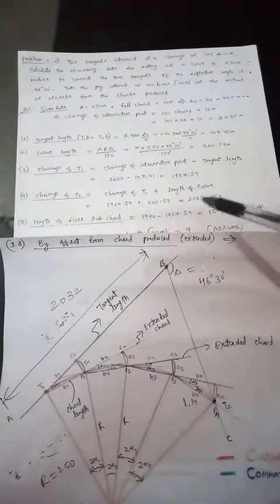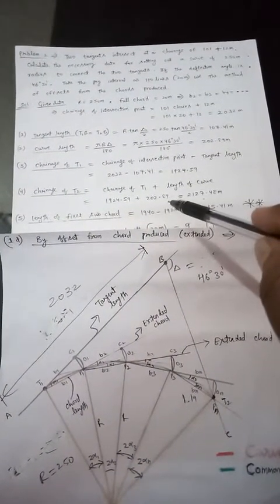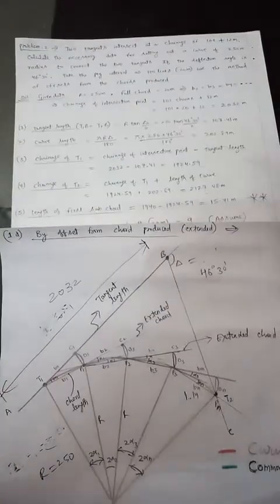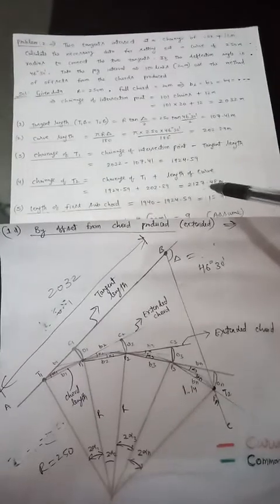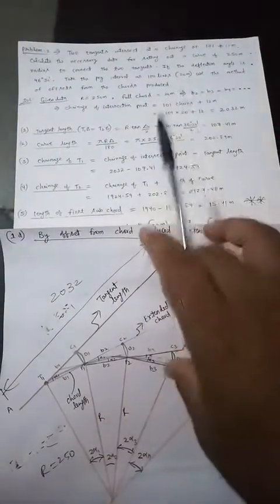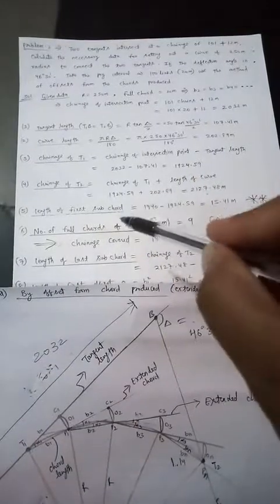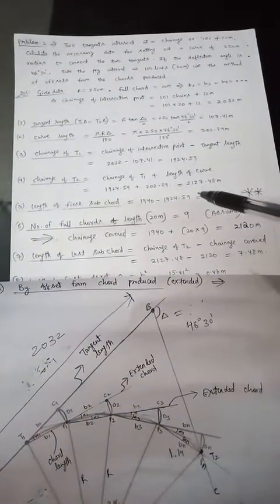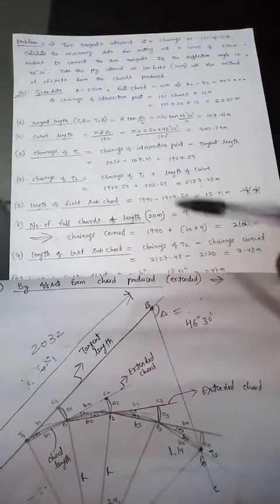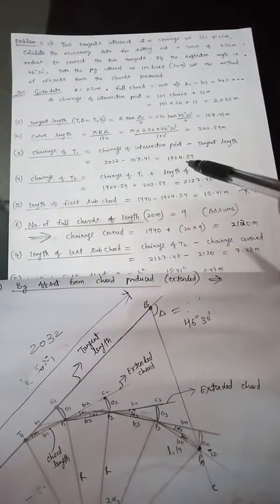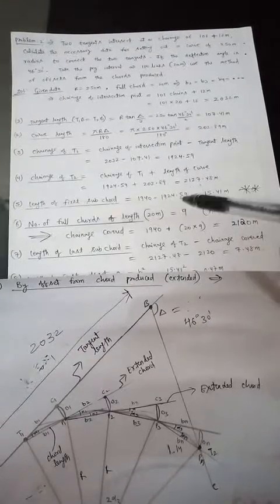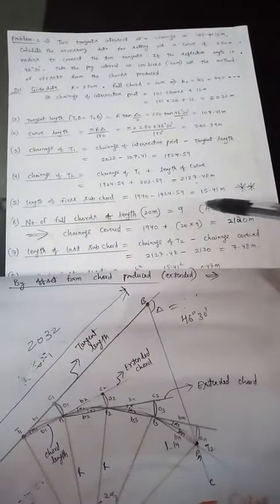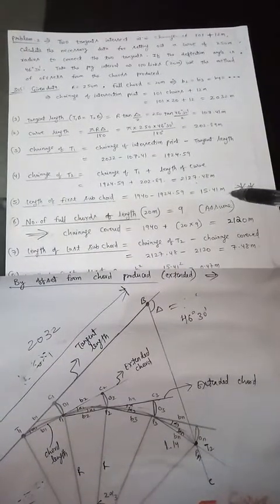So what is the curve length? 202.89. So finally we will get this value here. Next, the length of the first subchord. What is the value of the chainage of T1 here? 1924. So we will take the value greater than this, just assuming this part. Finally we will get 15.41 meters.